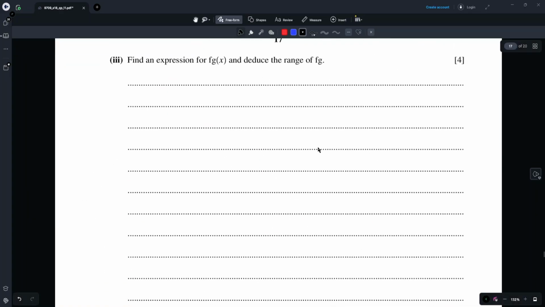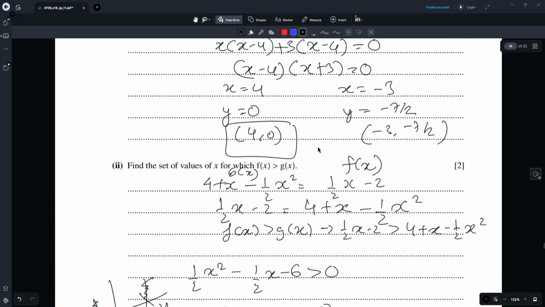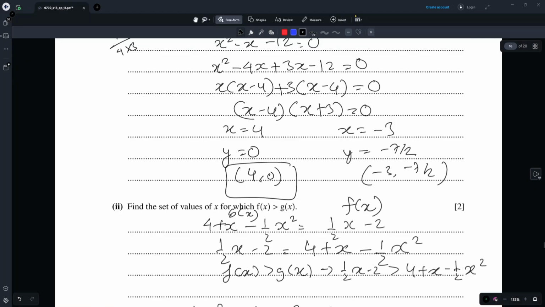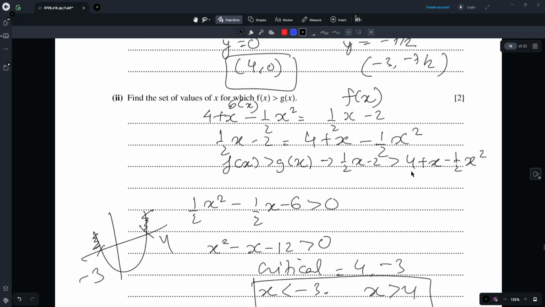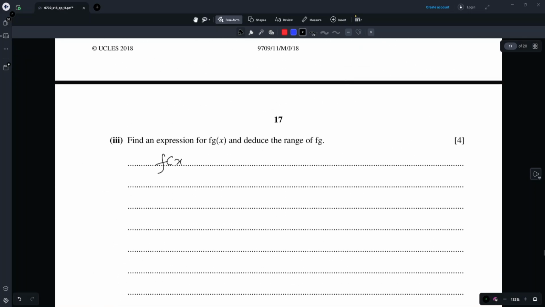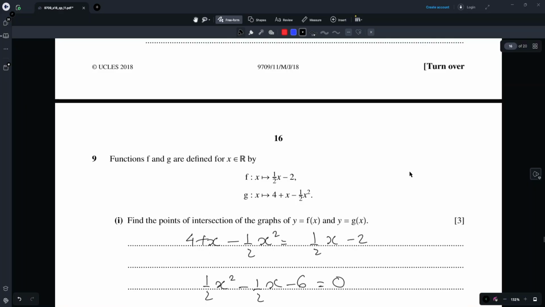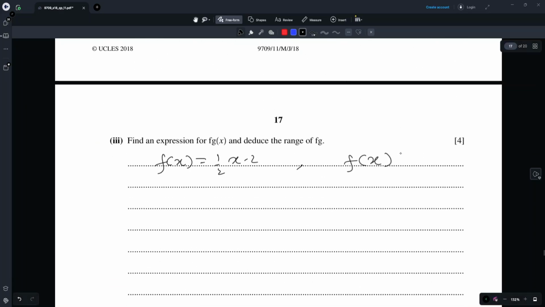Not for these expressions separately, because we could actually try dealing with this one. What you have to do here is, I first of all say that f of x is half x minus 2. I'm just going to write them down first. g of x equals 4 plus x minus half x squared.